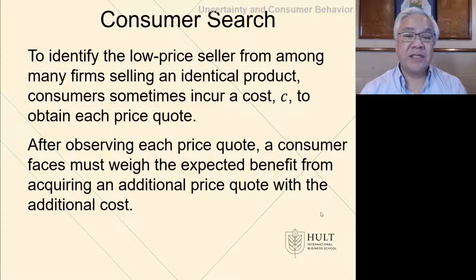Consumer search enters into the comparison of the price that you're looking at versus the price you're seeking versus the cost you are incurring to continue your search. So when we look for an identical product, we have cost C, and when we look at a particular price quote, you have to decide, is that price good enough, or do you want to continue searching, knowing that there's no certainty of finding a lower price.